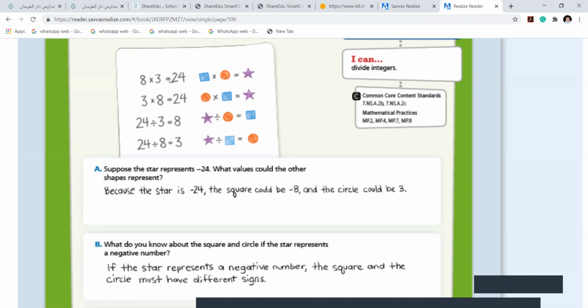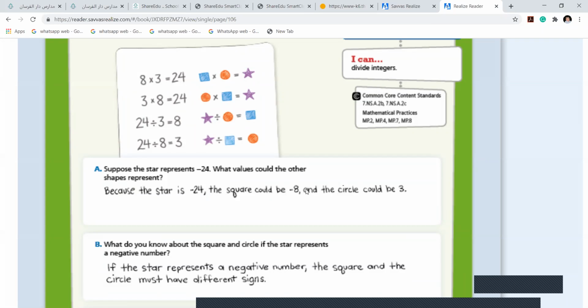Girls, are you listening? Will you get 24 when both are plus? They're asking, suppose the star represents minus 24. When will you get minus 24? When one of these is minus. So minus 8, and the circle will be maybe plus 3. Can both be minus to get plus 24? No.